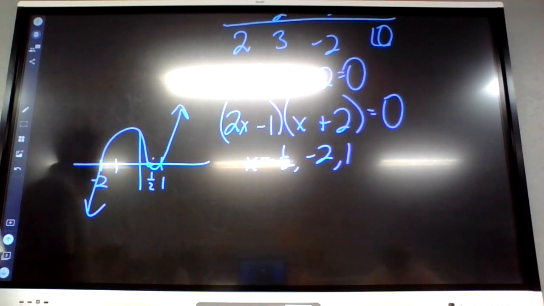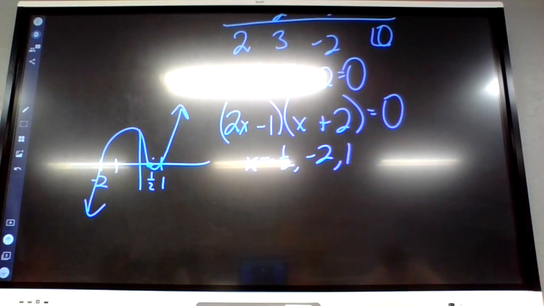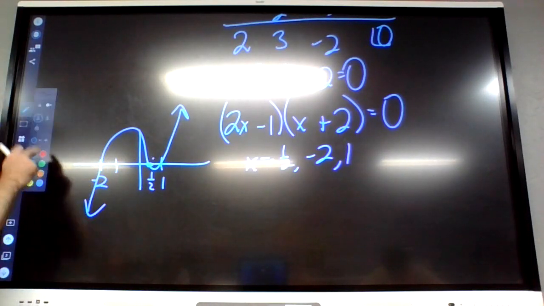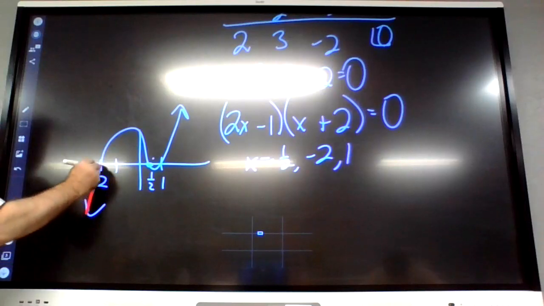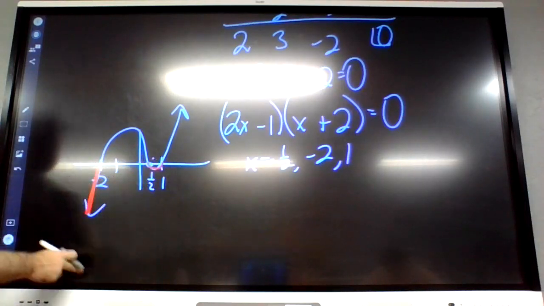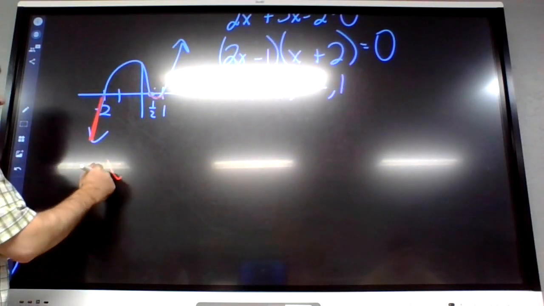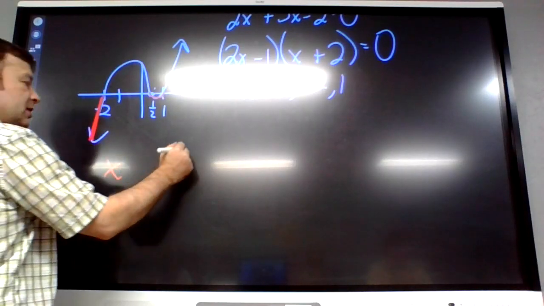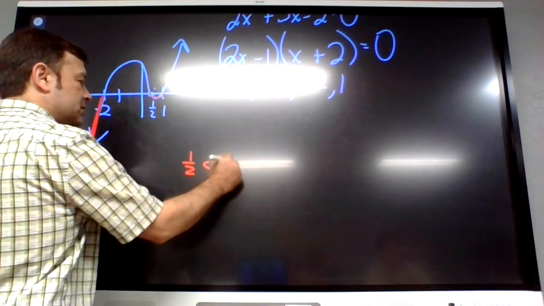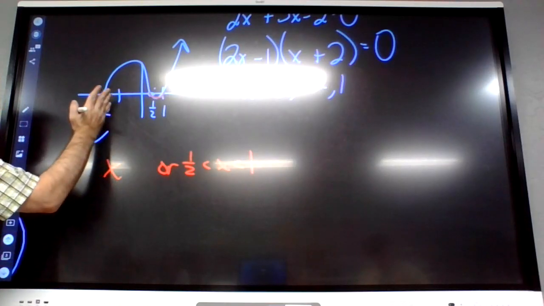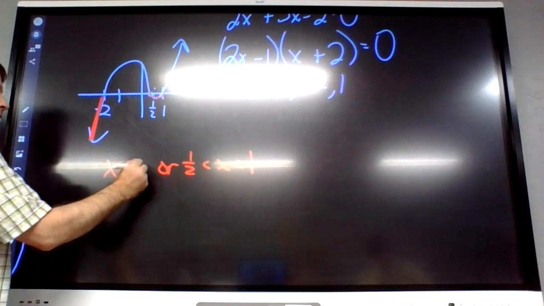Kind of the same thing as the last time. It's the squiggle, almost looks identical actually. What do we want on this one? Less than 0. So, oh, it is almost identical. Okay, so where's this function less than 0? You guys tell me. Between 1/2 and 1, or it's less than negative 2.